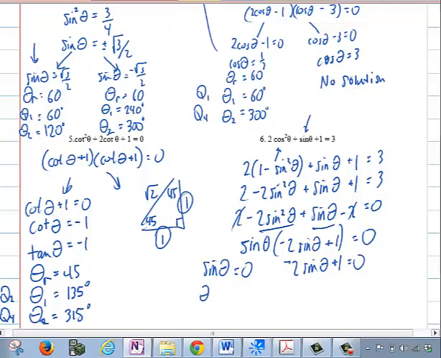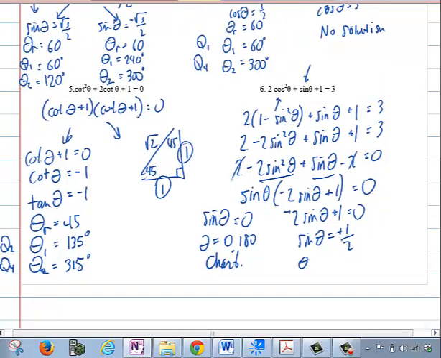Then theta in this case will equal 0 and 180 from my chart. And from this one, sine of theta will equal positive 1/2. We've solved this problem many times before. The reference angle is 30 degrees for the 1/2 ratio of sine. The first solution to that is in quadrant 1 because sine is positive, and the second solution is in quadrant 2 where the angle is 150 degrees.